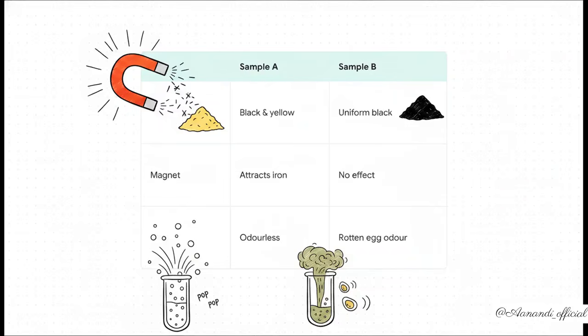And the gas test is even crazier. If you add dilute hydrochloric acid to sample A, it releases hydrogen gas, which is completely odorless and burns with a distinct little pop sound. But drop that acid on sample B, it reacts to form hydrogen sulfide gas, which has this terrible, unmistakable, rotten egg-like odor. The mixture acts exactly like its individual parts. The compound acts like an entirely new creation.